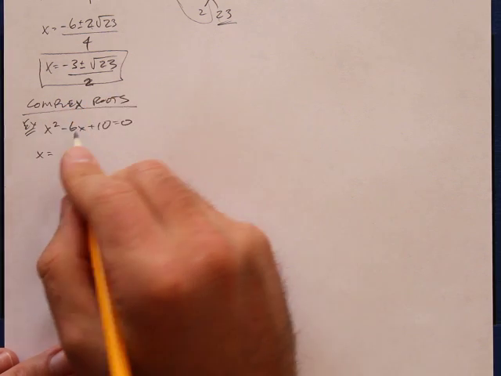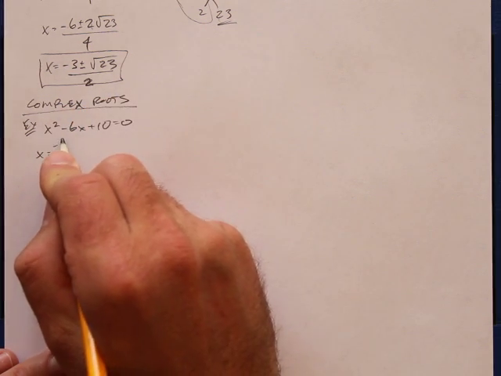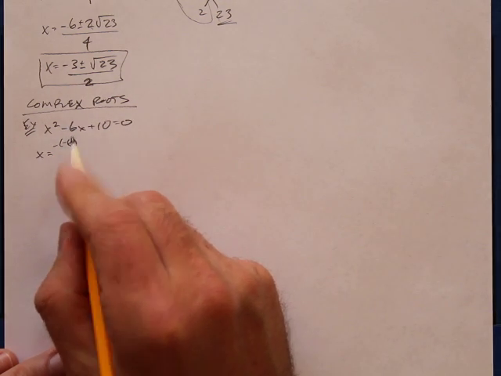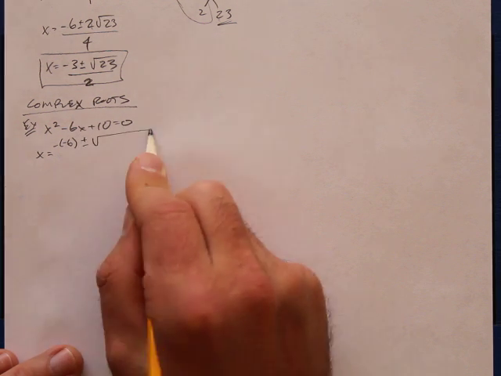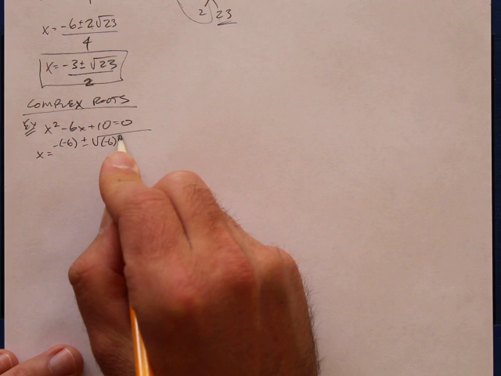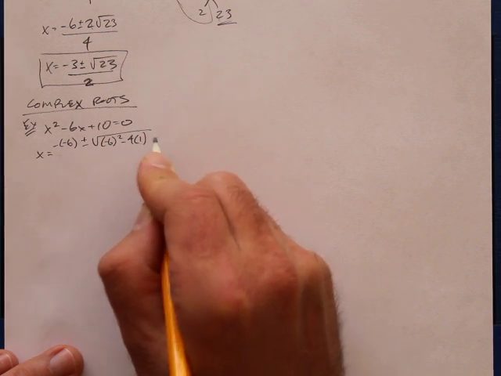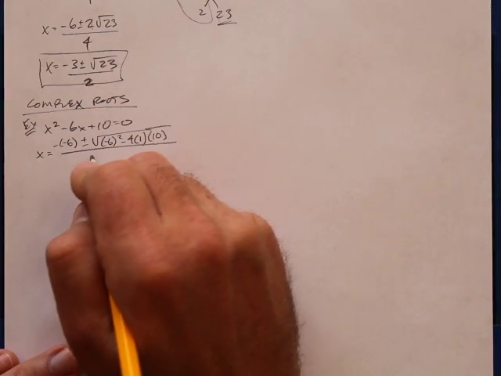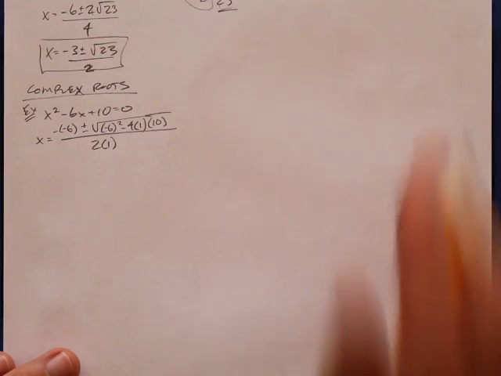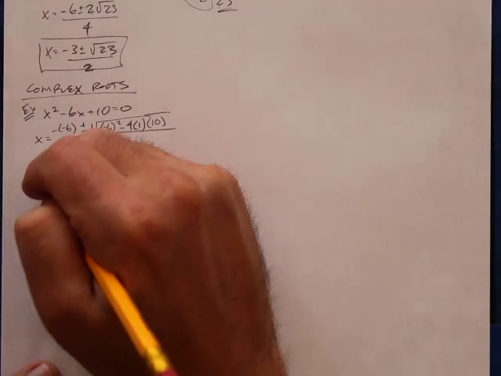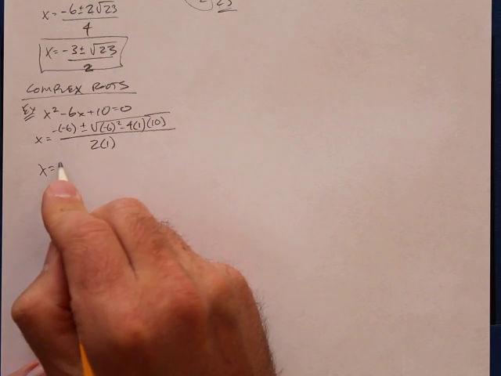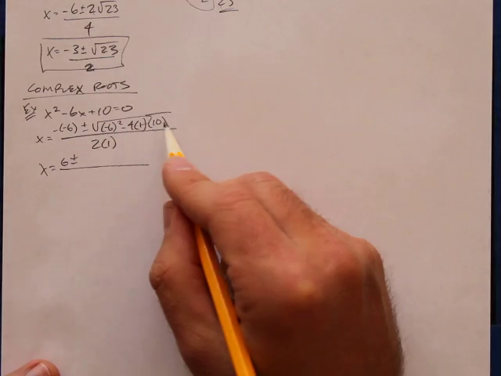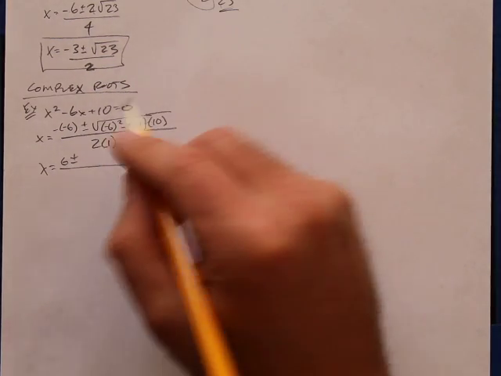x equals -b, so I've got -(-6) here. I'm going to write it out, -(-6), just to make sure that I took care of this negative here, plus or minus the square root of (-6) squared minus 4 times a, which is 1, times c, which is 10, all over 2 times 1. All right, I'm going to write x equals -(-6) is going to give me 6, plus or minus, and then I'm going to work on what's inside of here.